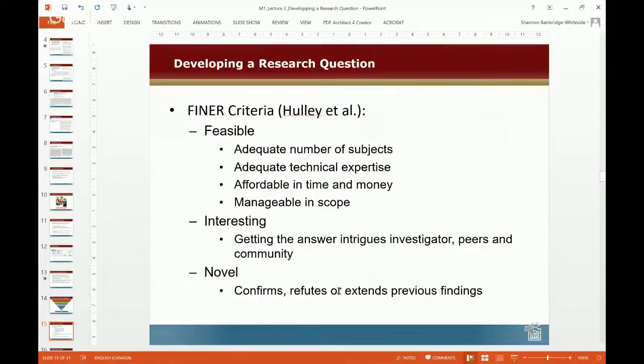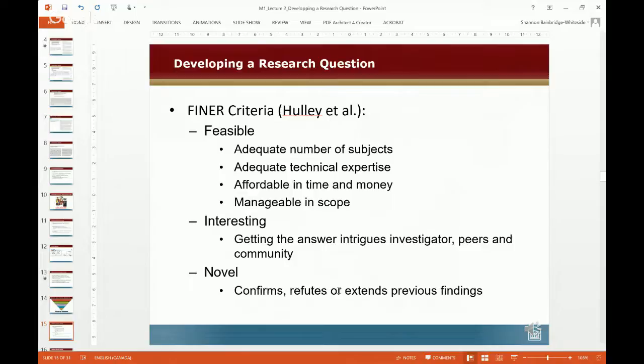Typically, CIHR grants are anywhere from 3 to 5 years in length. So can you actually answer your question in that amount of time? So think long and hard about the reality of that and how much it might cost to do so. And is it manageable for one person to be executing? What size team do you actually need to be able to answer this research question? Last week, we talked about whether this was actually an interesting question. So clearly it's going to be interesting to you, but you need to ask yourself whether it's interesting to anybody else. And if the answer is no, then this is probably not a research question that would be funded by a federal funding agency.